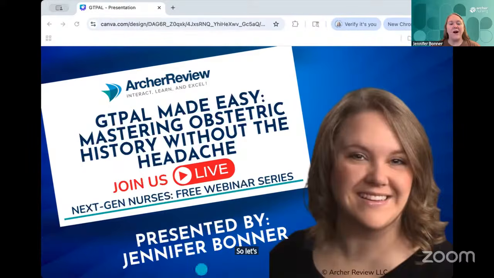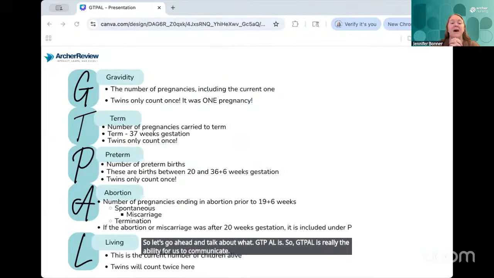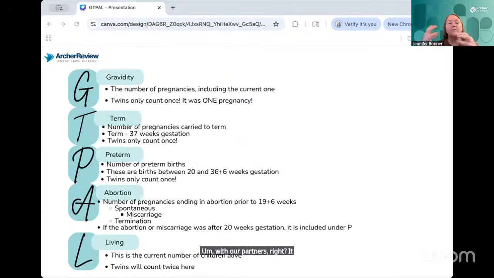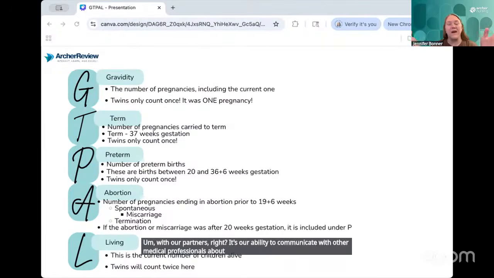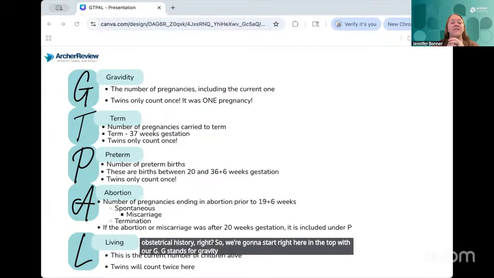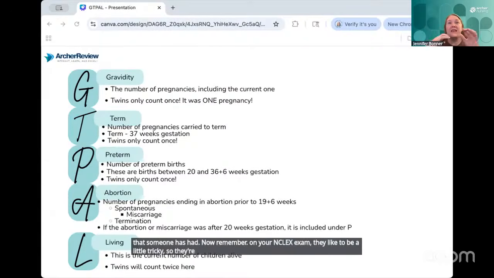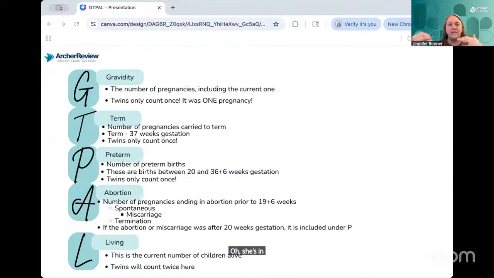So let's go ahead and talk about what GTPAL is. GTPAL is really the ability for us to communicate with our partners, right? It's our ability to communicate with other medical professionals about someone's obstetrical history. So we're going to start right here at the top with our G. G stands for gravidity, and this is the total number of pregnancies that someone has had. Now remember, on your NCLEX exam, they like to be a little tricky. They're going to say things like, "Oh, she's in for her prenatal visit." So it does count the current pregnancy. And this is where twins only count one.